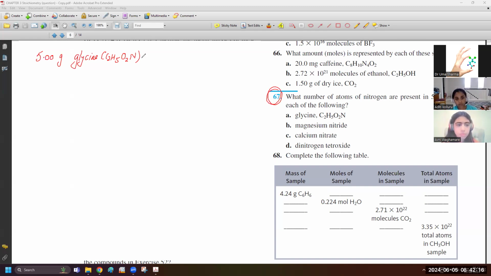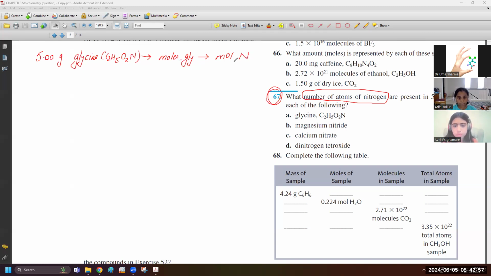Okay, from grams of glycine, where should I go? Moles of glycine. From moles of glycine, where should I go? I think you want to know the number of nitrogen atoms. Yes, but first you need to know moles of nitrogen. Only then you can get the number. So get the moles of nitrogen. Don't miss this step. You're getting it, Aditi?